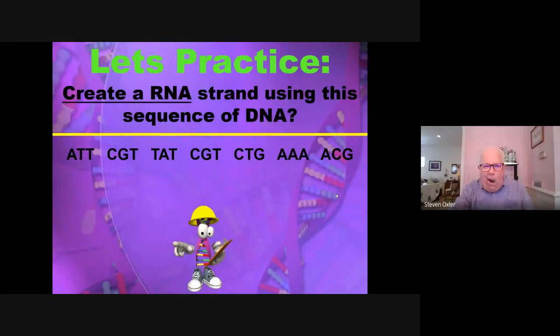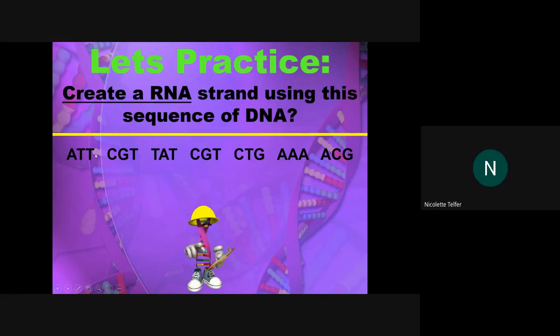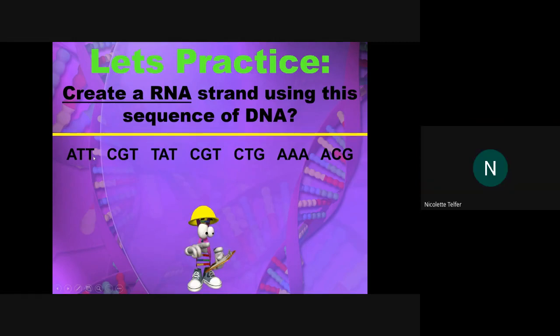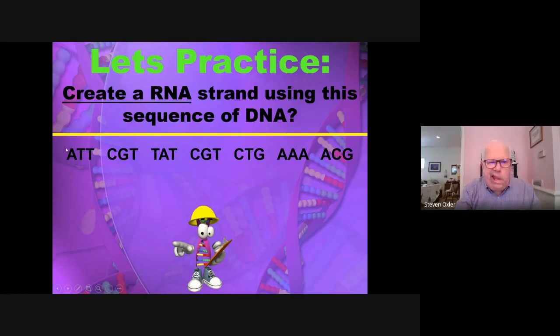Okay, now we're making RNA. Here is the DNA code. Let's make RNA now. How are you going to make RNA from this? Would you cancel out the two T's? No. Remember, this is DNA. I want to make messenger RNA now. I'm not making DNA. I'm making messenger RNA.